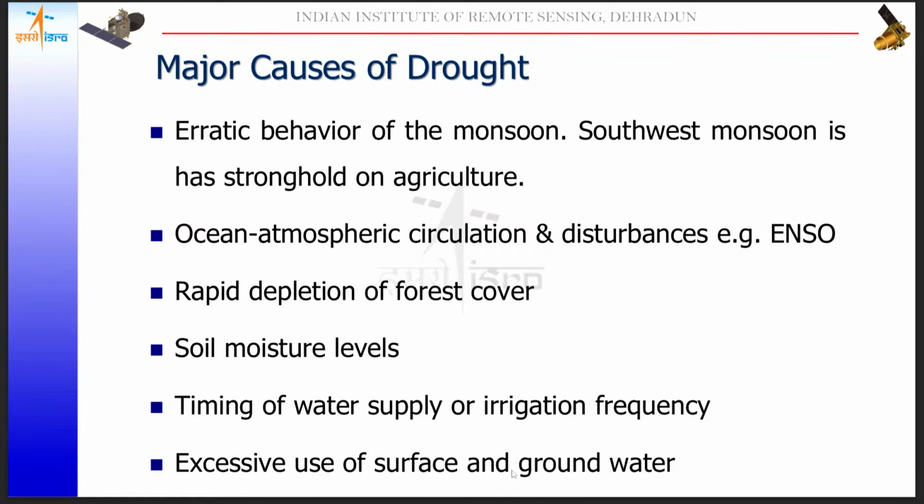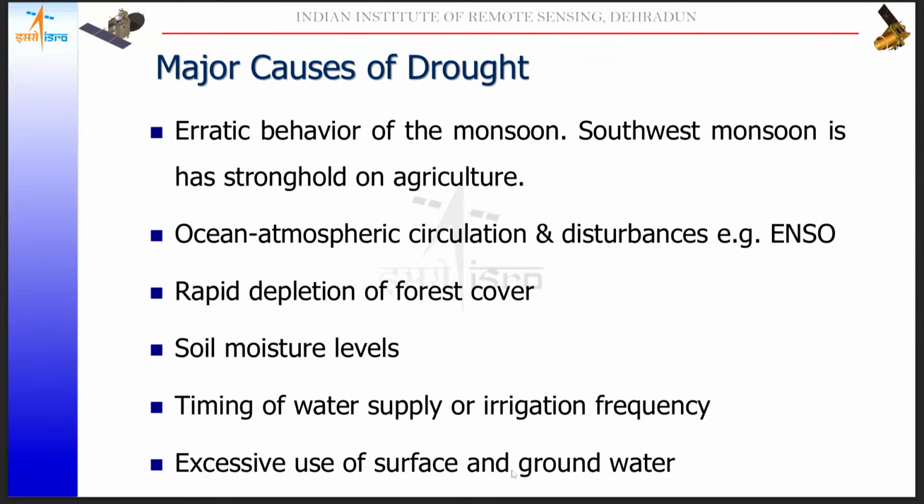Then what are the major causes of drought? As I have listed a few points, the very first and important one is the erratic behavior of the monsoon. With respect to the Indian monsoon, the southwest monsoon is the prime monsoon, which may cover around 75 to 80% of the pan-India geographical area, and it recharges our surface water and groundwater and is also significantly used in crop cultivation.